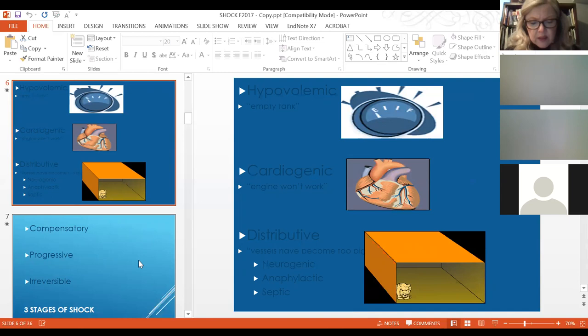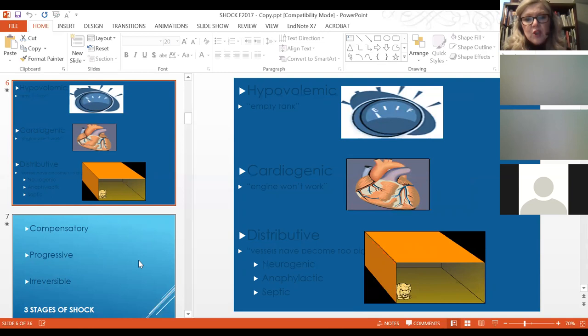Then there's this other concept of distributive shock. So the vessels become too big. So there's some reason why you've got these big, huge, giant vessels, but there's not a little sprinkle going through them. And so this could be caused by neurogenic shock, anaphylaxis, which is the most common cause, or septic shock.